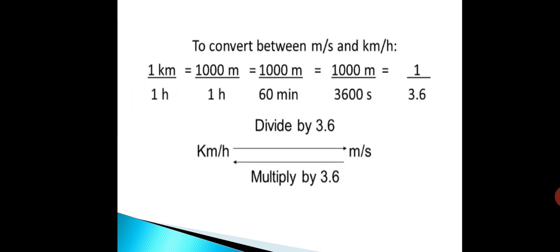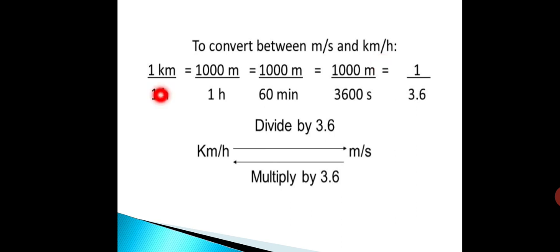Next is conversion. This is really very important. Kindly see to it very carefully. It is very easy also. Suppose I tell you to convert between meter per second and kilometer per hour. Suppose a car is moving with 60 kilometer per hour, and you convert it into meter per second. Or I will do vice versa: if I say the car is moving 60 meter per second, convert it into kilometer per hour. So how will you do this?